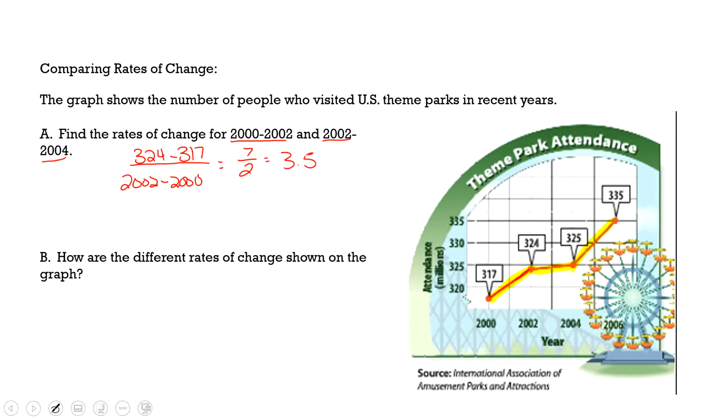The next one they wanted was between 2002 and 2004, so we'll look at those numbers now. It's 325 minus 324. And then my years are 2004 minus 2002. Here my rate of change is 1 over 2, so 1/2. So everybody see that? So now the question they're asking is, how are the different rates of change shown on the graph? So when we look at the graph, we see that they change by the steepness of the line.